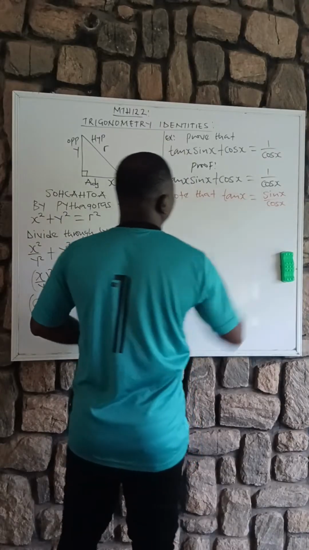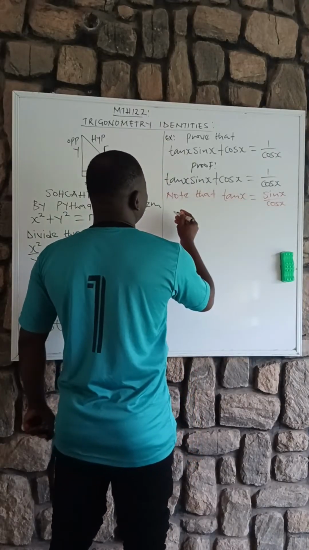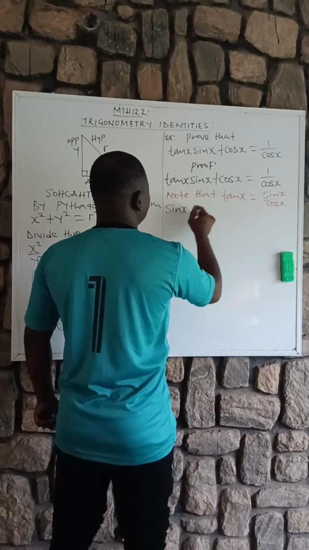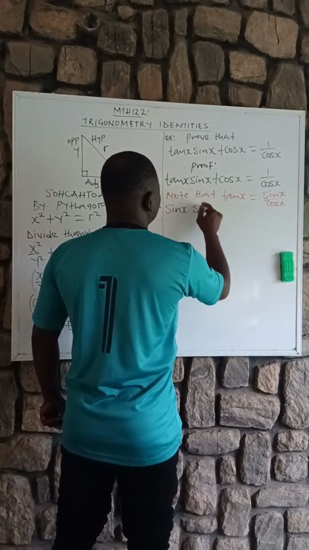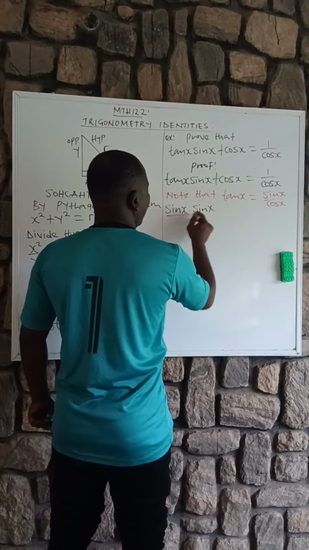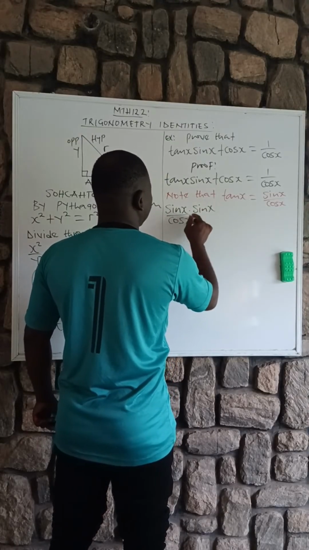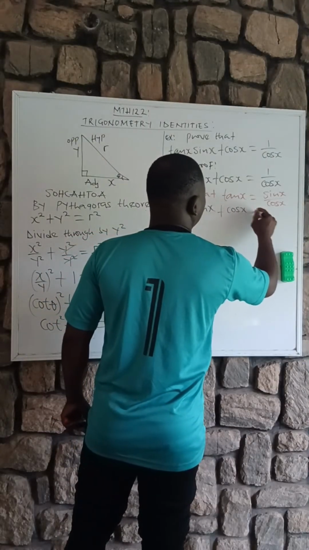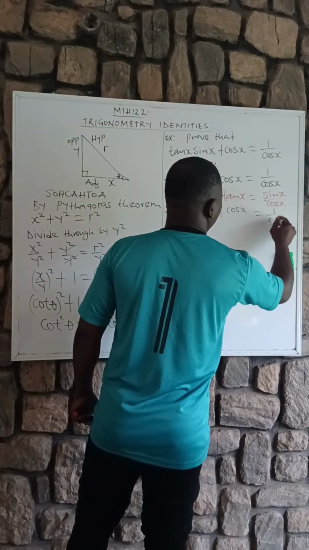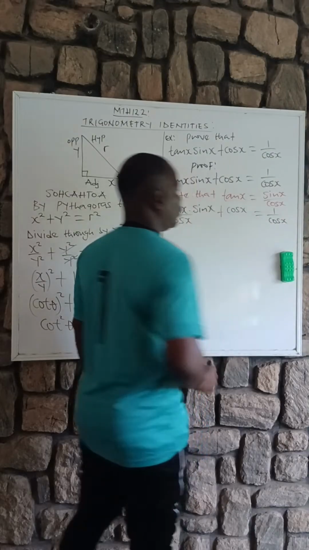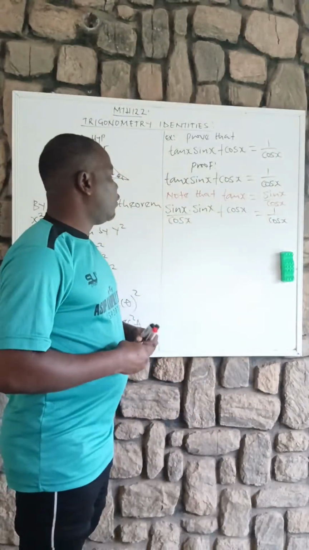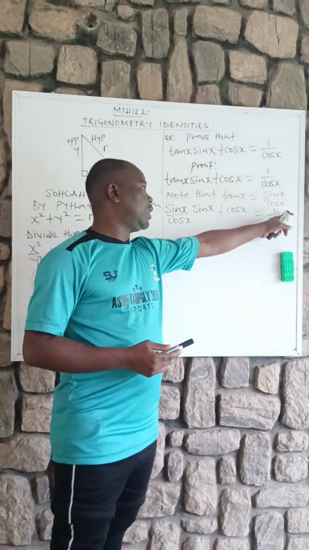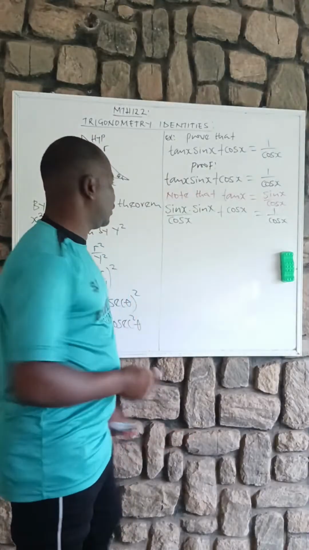So instead of tan x, we are going to write sin x all over cos x. So here will be sin x times sin x all over cos x, then plus cos x equals to 1 all over cos x, because what they mean is for us to prove that this left hand side is equal to the right hand side.